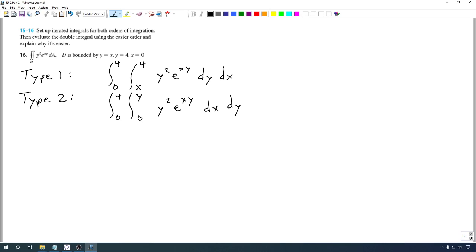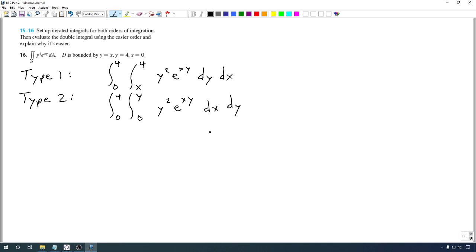Now, one of these actually turns out to be a lot easier than the other one. If we're trying to do the type 1 version first, we're dealing with a dy, so we're integrating with respect to y. We have y squared times an exponential with y in it. That would require 2 integration by parts to do. And we also have to deal with the x giving us extra factors out in front. This would be kind of a pain to do. Not impossible, but it would be fairly painful.